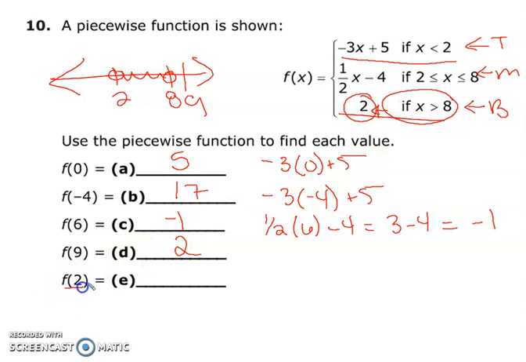All right, f of 2, is it less than 2? Is 2 less than 2? No. But does it fall in this range right here? Yeah, because it's an equals 2. I didn't color it in on my little graph over here. That equals 2 means I include it in that one. So I'm going to do that, 1/2 times 2 minus 4. And that gives me 1 minus 4, which gives me -3. Yay, we can math. Some days we can.